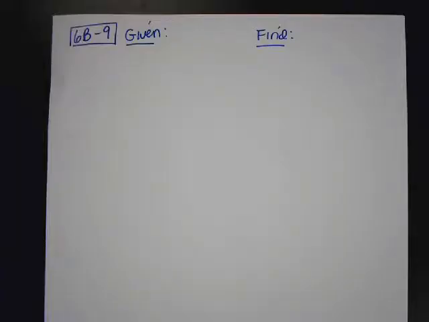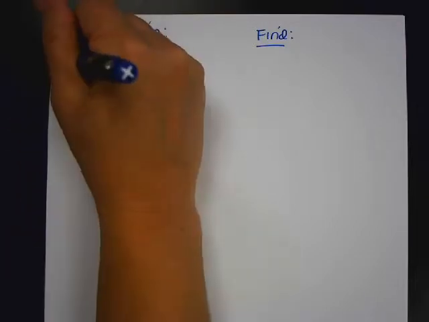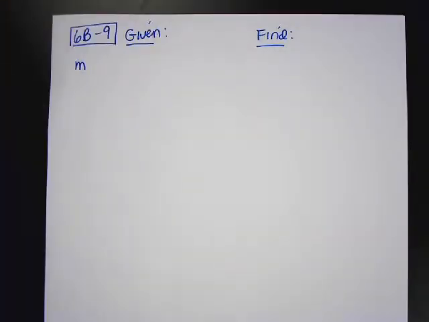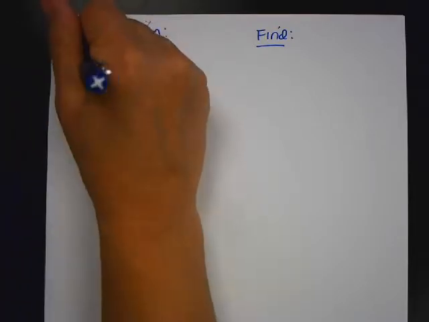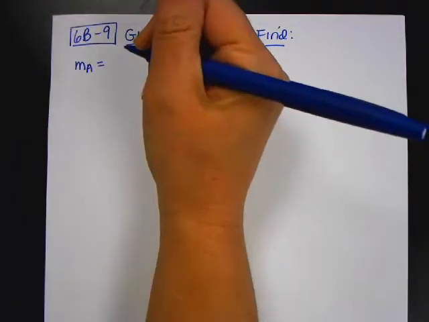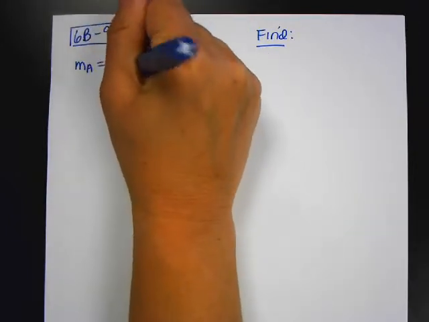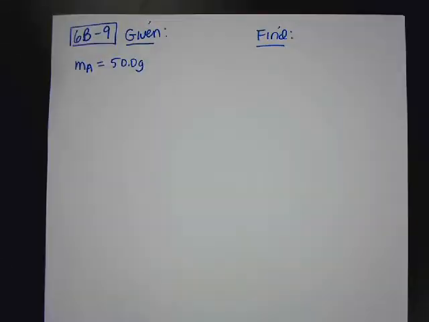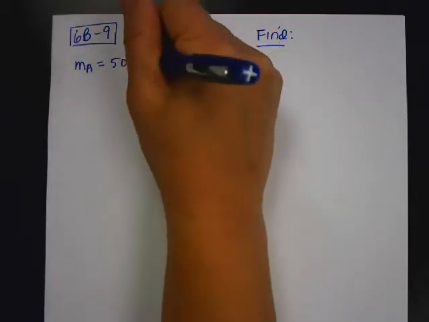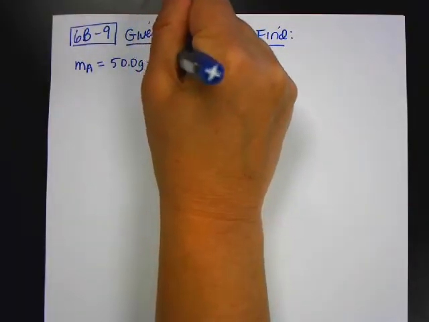It says a bullet of mass 50 grams. So the mass of the bullet, again, if I have two objects, I need to differentiate between the objects. So I'm going to call them A and B. I'm going to call the bullet A, and it's 50 grams. One of the things I want to do right off is convert that to my basic unit. So right away I'm going to convert the grams to kilograms.